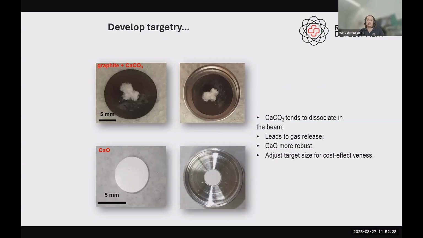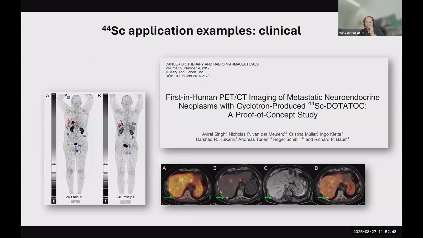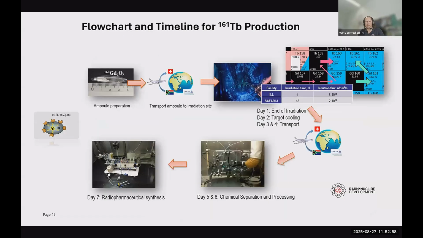And then we found that if we switch to calcium oxide, it becomes more robust, and it ensures that the target material does not dissociate in the beam, and you are able to produce your nuclide effectively. This has now been applied preclinically, and has also been used in first-in-human applications. From our perspective, we'd be looking at trying to translate this to clinical trials in the near future. This would be an aim.